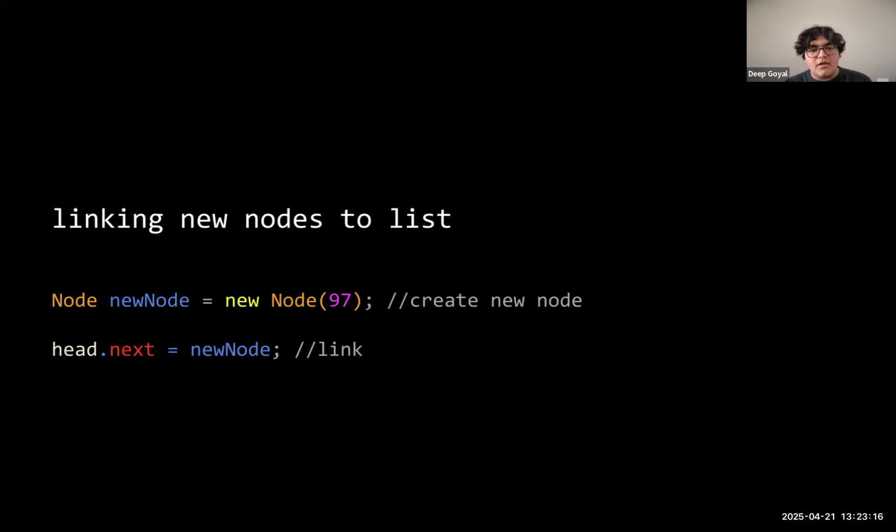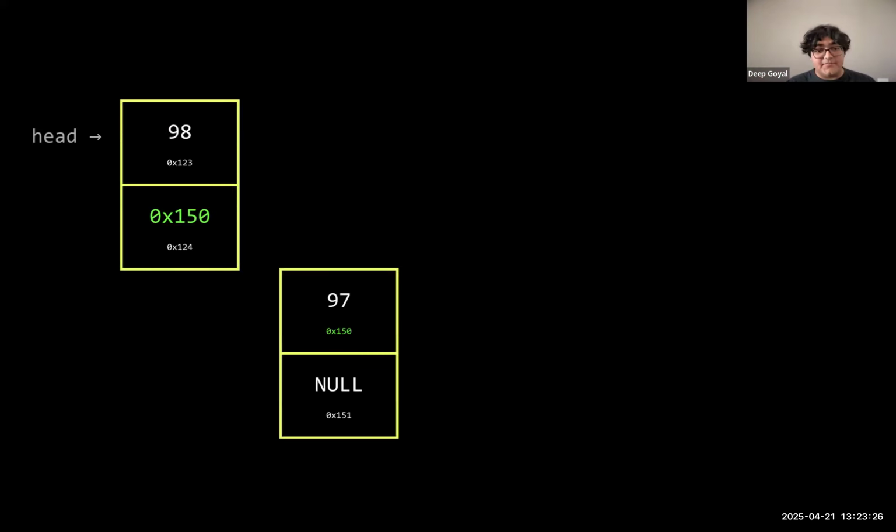So here's how we do it. We'll link new nodes to the list. So we'll make a new node and we'll link it with the dot next property. Once we do that, this happens in the memory.